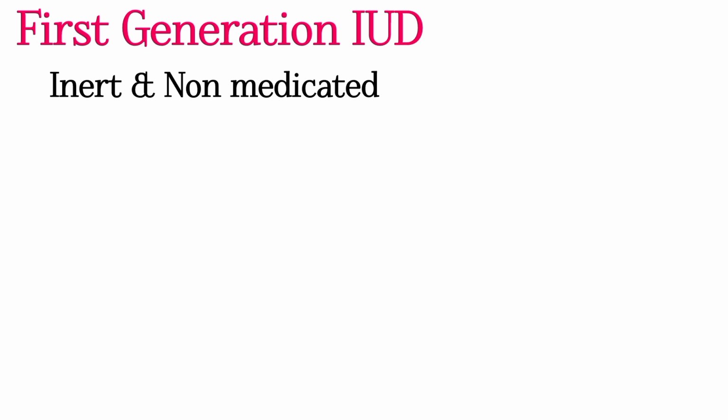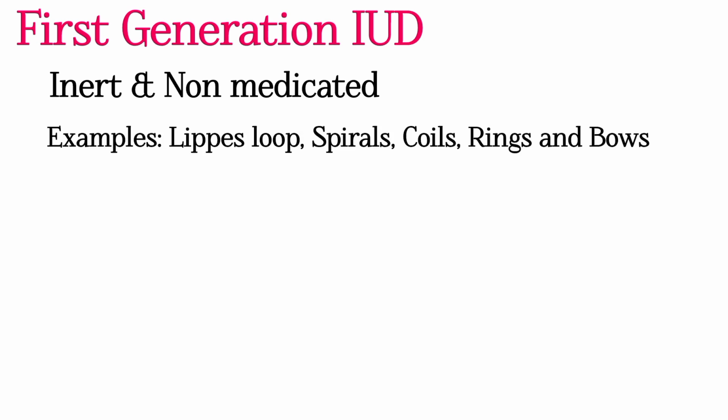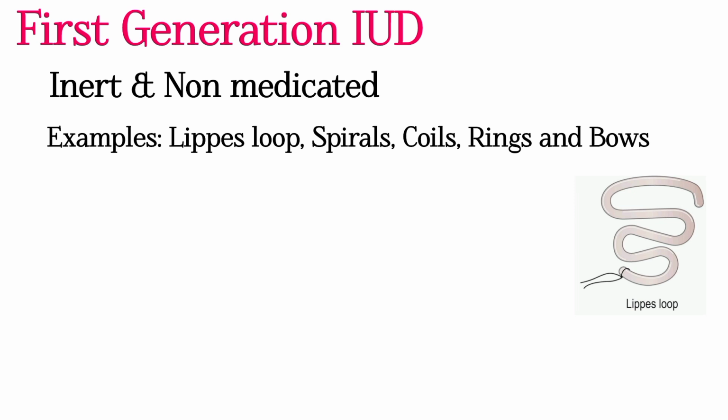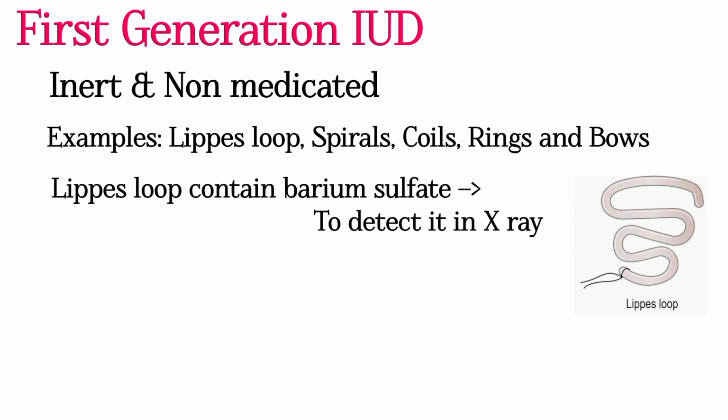First generation intrauterine devices are inert and non-medicated devices. Examples are Lippes loop, spirals, coils, rings, and bows. Lippes loop contains a small amount of barium sulfate to detect it in X-ray. After insertion, the tail of the Lippes loop, made up of nylon, projects outside the vagina. It helps us to ensure it is in place.